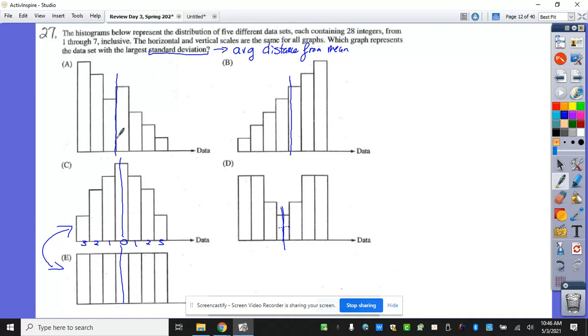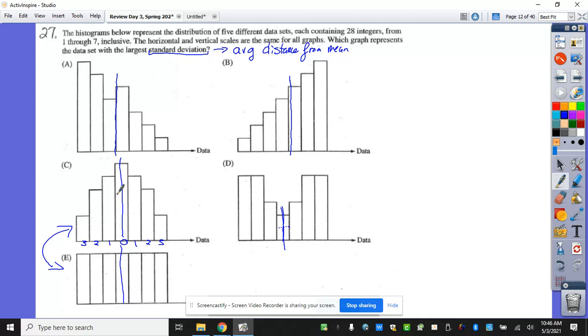These are a little bit harder to tell. You can definitely see that C is probably our smallest standard deviation here because I have so much contributing 0, right? I can compare between C and E. I can compare between D and E. Which one is higher between D and E? E.